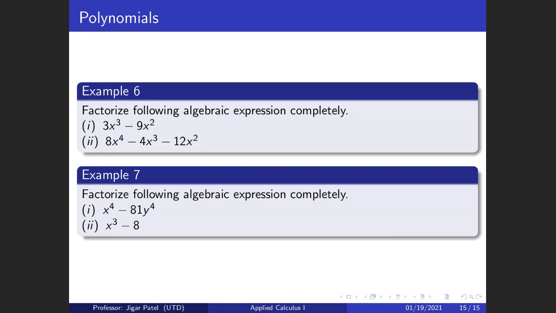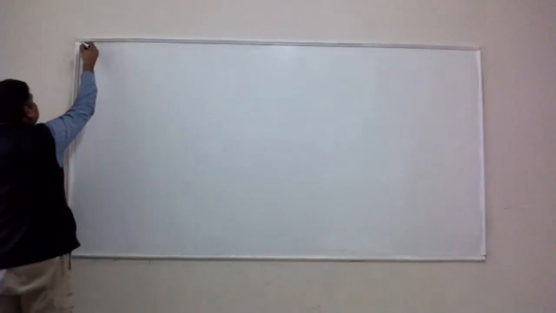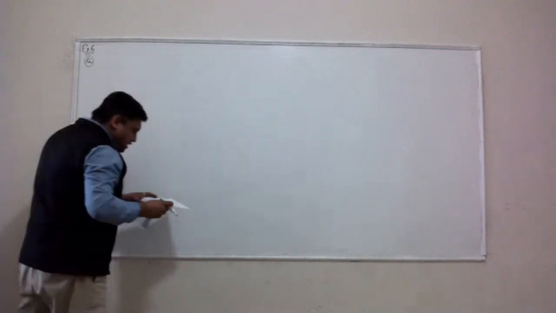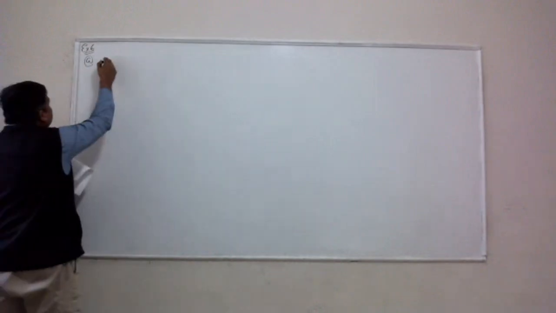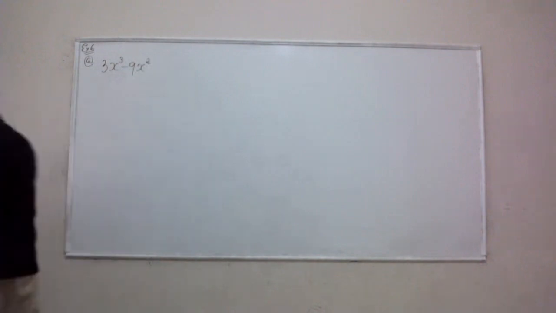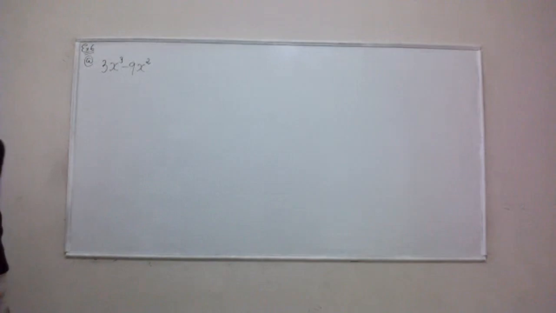All right. I'm going to add a few more simple examples in here to make the idea very clear. So let me go to the board and let me show you how to solve these two problems. All right. So let's start with number 6 first. For number 6, I have two sub-problems. Let me add one more to it. The first one is I would like to factorize 3x cubed minus 9x squared. This is the first polynomial that I would like to factorize.